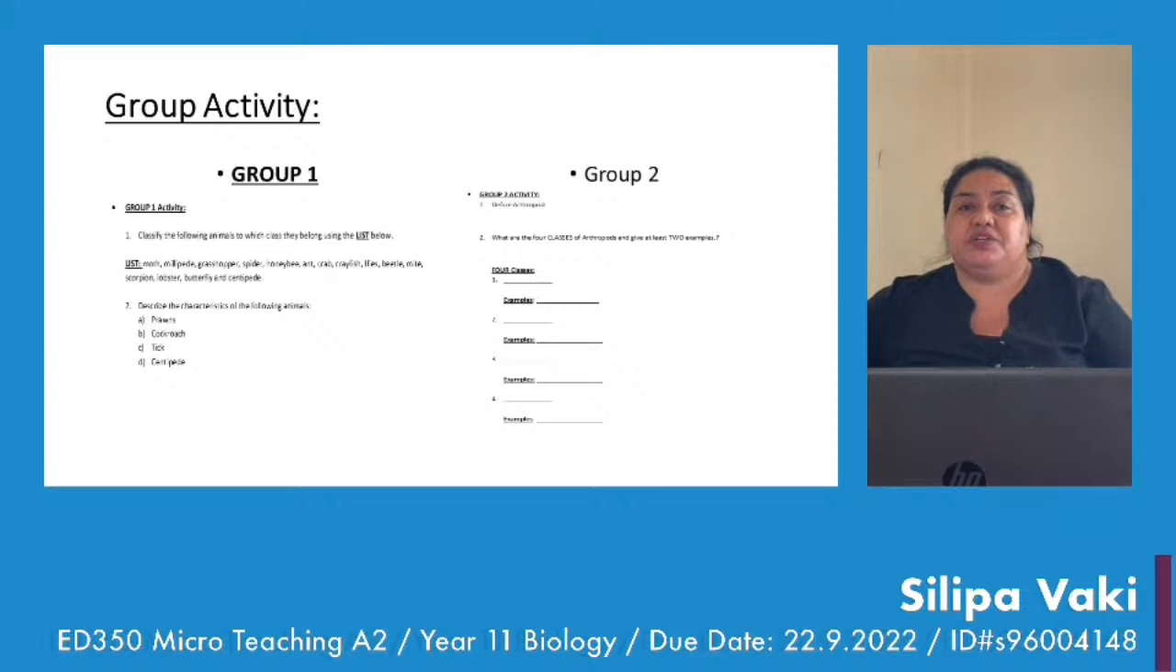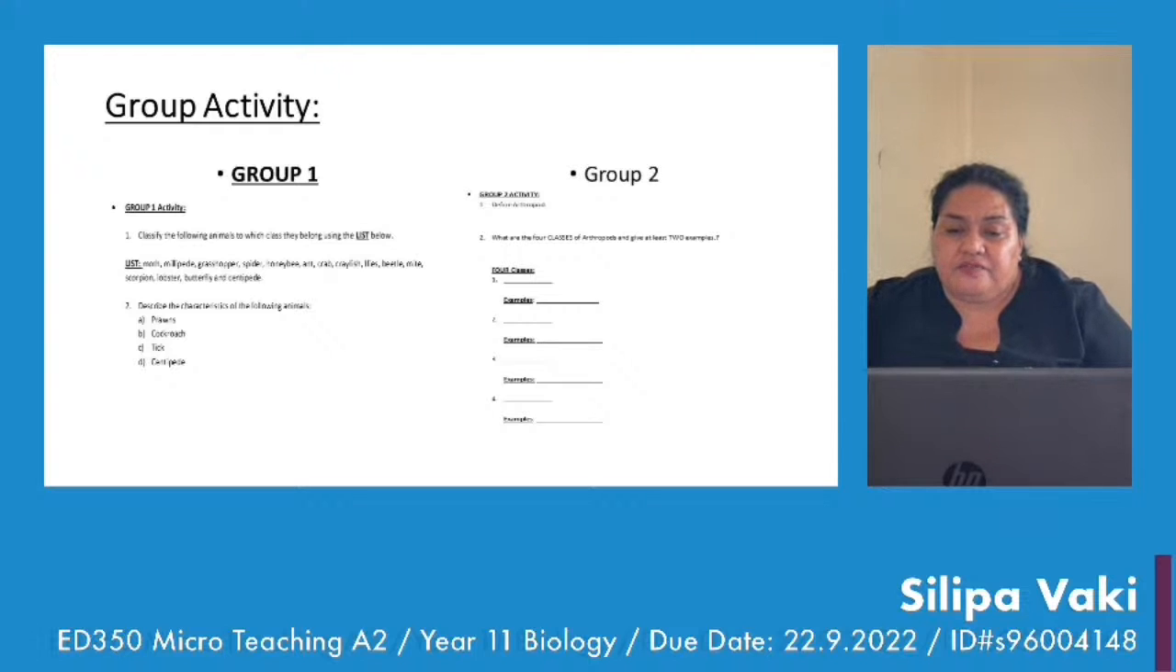Thank you. Can you give a hand to group 1? Thank you, group 1. Group 2, the first question, you have to define arthropods. Arthropods are animals having a hard exoskeleton with a segmented body and jointed limbs.